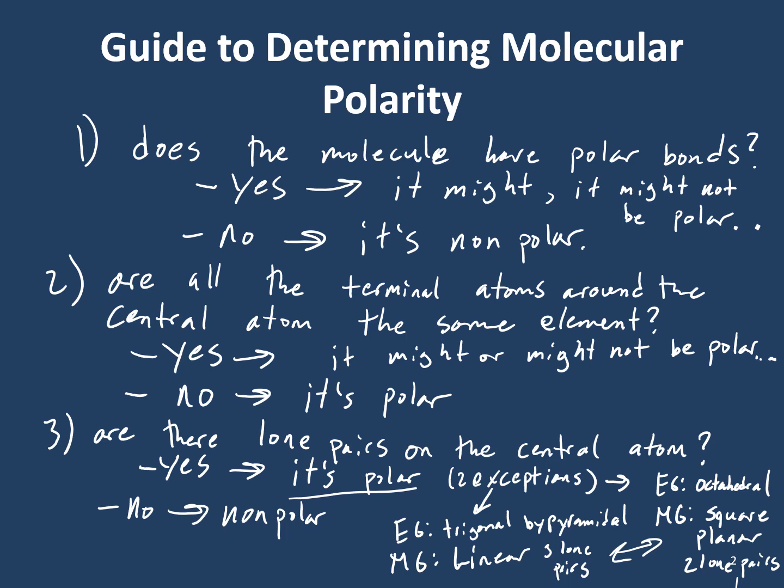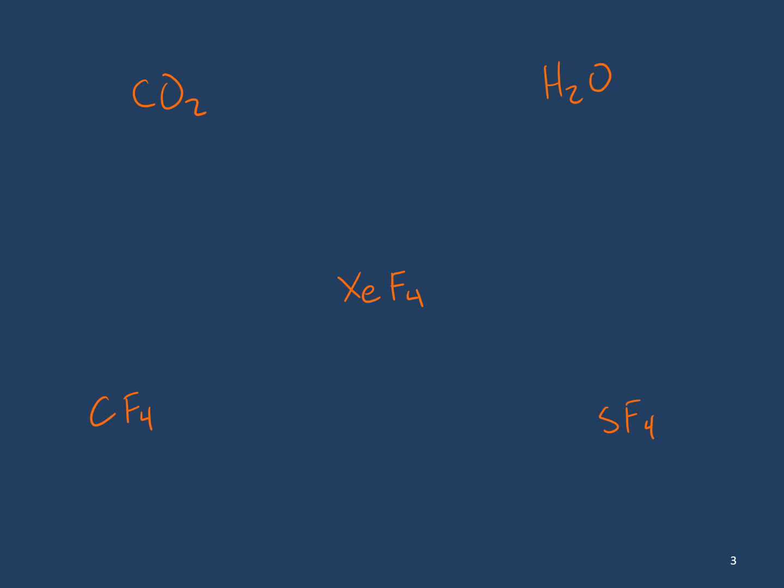You really just need to ask these three questions about the molecule. And so let's try practicing it a little bit on the next couple slides. Okay, so let's do some practice problems. Let's use those rules we just learned to figure out whether these molecules here are polar or non-polar. All right, so first we have to draw the Lewis structure. That's always the first step. So if we draw the Lewis structure of CO2, we get a structure like this.